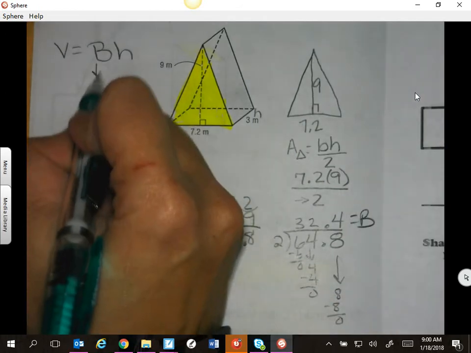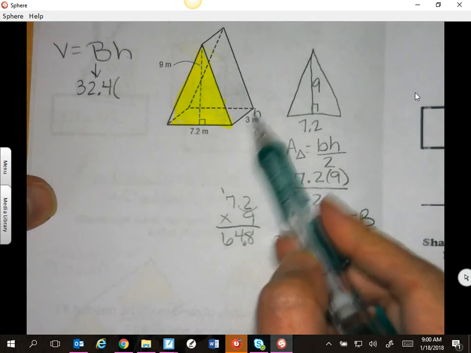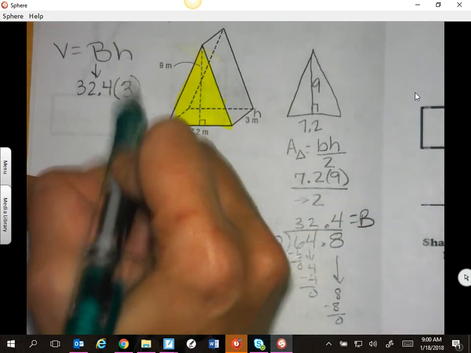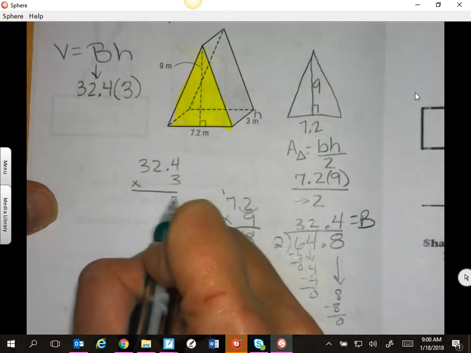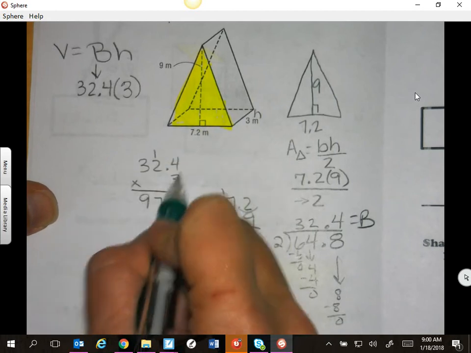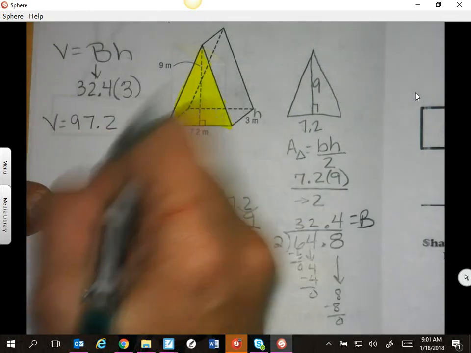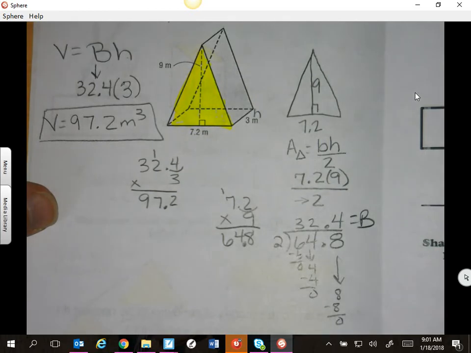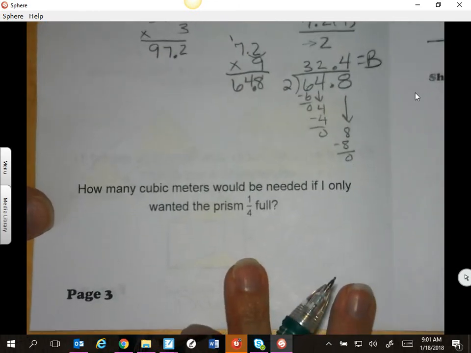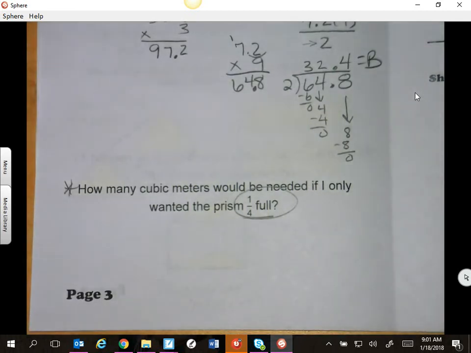So I can come over here, 32.4. Remember, this is the height of the prism, the number we haven't used yet, which is 3. I'm going to say 32.4 times 3, 12, 7, 9. Don't forget your decimal. So the volume here is 97.2 meters cubed. That's the maximum amount of cubic meters contained. We have an extension question down here. How many cubic meters would be needed if I only wanted to fill it 1/4 full? Again, I'm going to let you do that, and we're going to talk about it in class tomorrow when you come in.